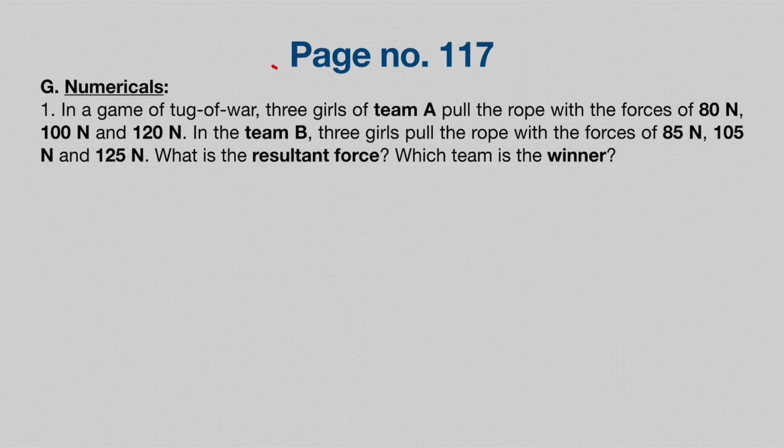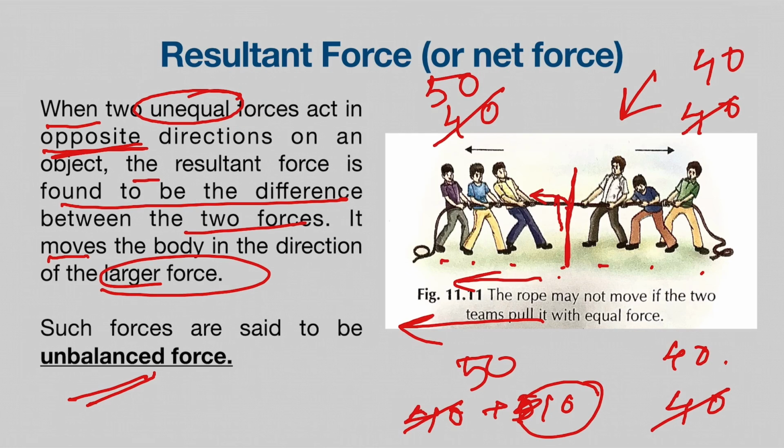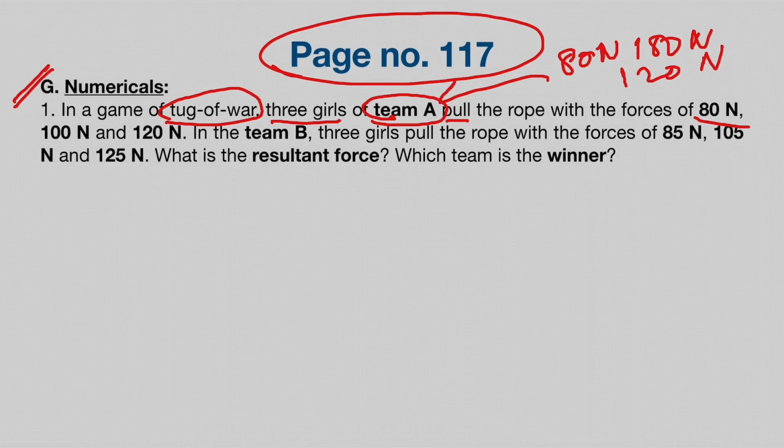If you open your book to page number 117 and look at question number G, sub question number 1, you will find it. Now I will first read out the question so that we can understand what it is really asking us. In a game of tug of war, like this, that is the pulling of a rope, there are 3 girls on team A pulling the rope. What are the forces of each of these girls? One girl has 80 newton, another has 100 newton, and the third one has 120 newton in team A.